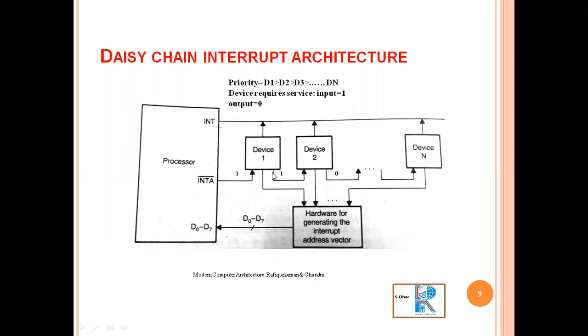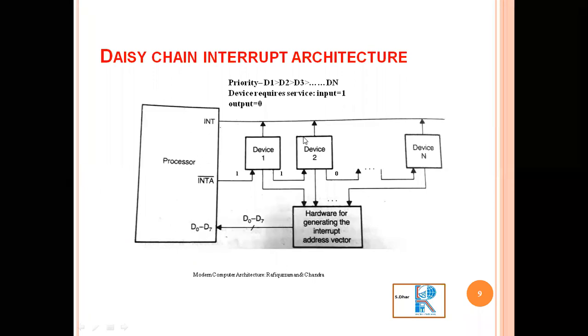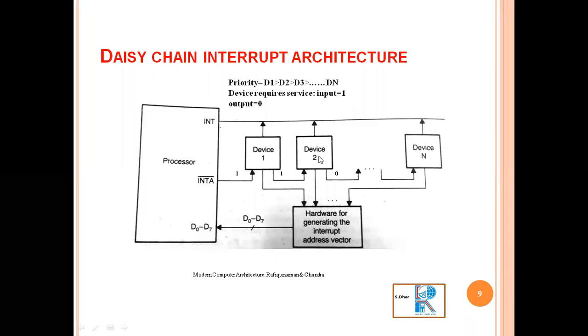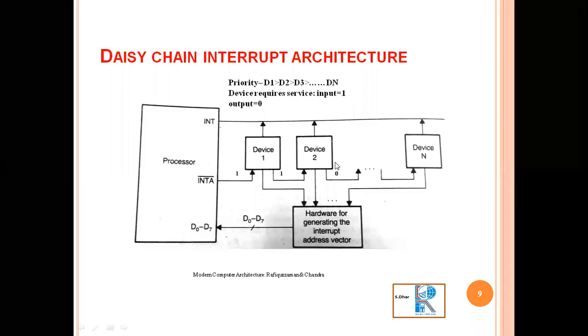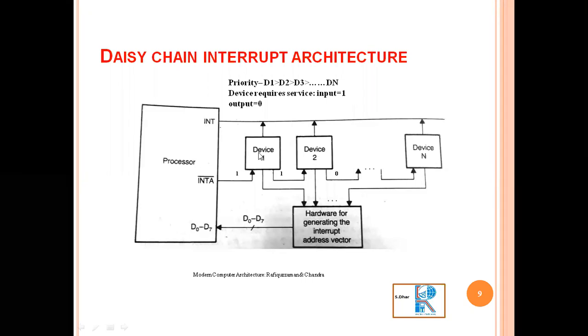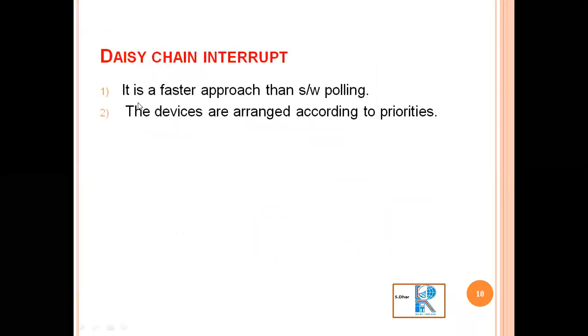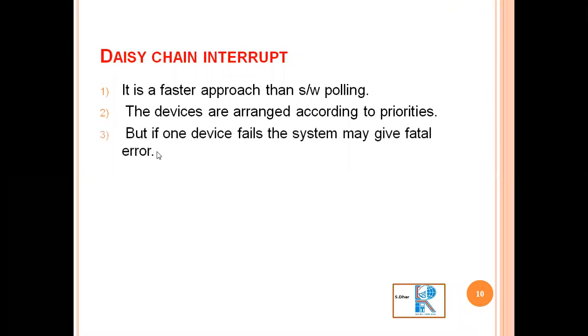Clear? One thing you must remember, that this is a hardware driven approach. If you want to change the priority, you have to break the total thing. This is not flexible, but speed is the highest. Clear? This is called the daisy chain interrupt structure. Depending on the distance, you are setting the priority, so this technique is called the daisy chain interrupt system. Here it is written, it is a faster approach than software polling. The devices are arranged according to the priorities that I have already told you: the farther the distance, the higher the priority.